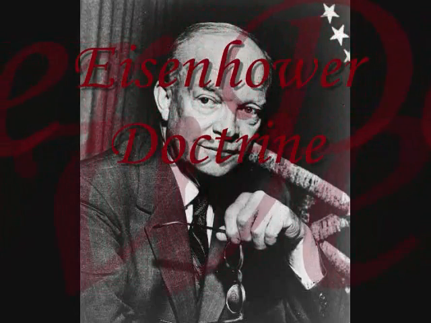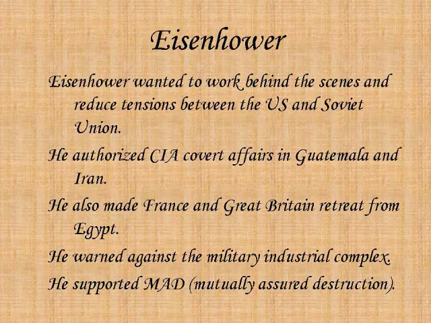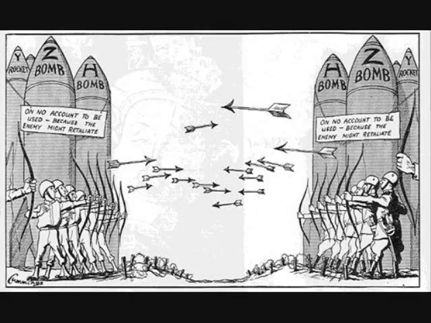The Eisenhower Doctrine was essentially the same as the Truman Doctrine, except in the Middle East. Eisenhower wanted to work behind the scenes and reduce tensions between the U.S. and the Soviet Union. He authorized CIA covert affairs in Guatemala and Iran. He also made France and Great Britain retreat from Egypt. He warned against the military-industrial complex, and he supported mutually assured destruction.